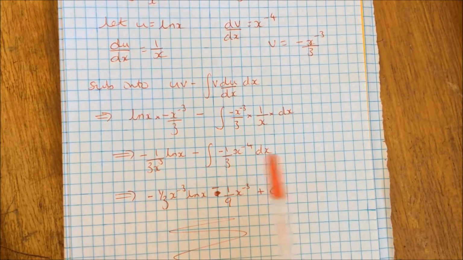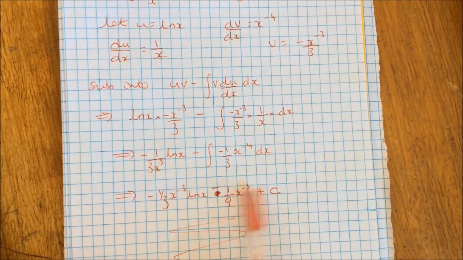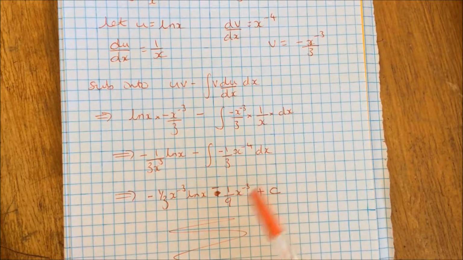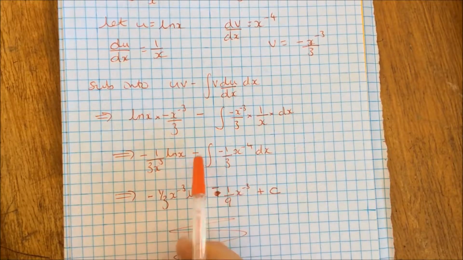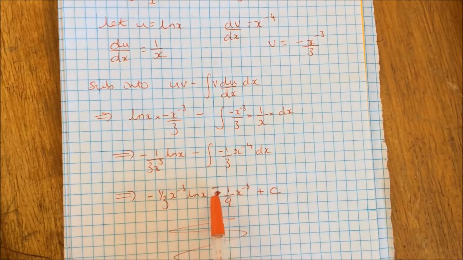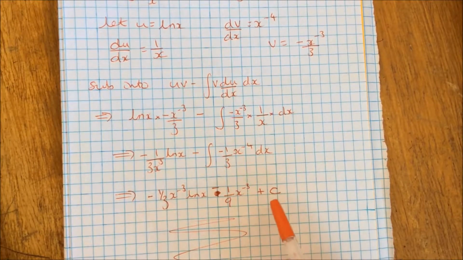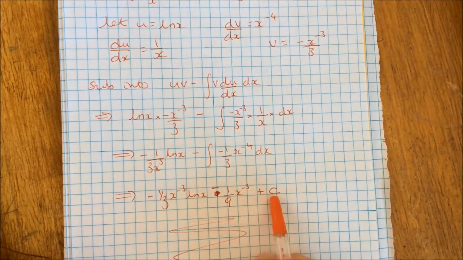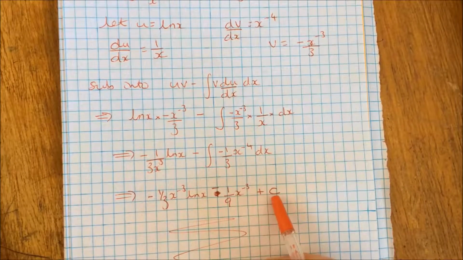And here, raise that power by 1 goes to minus 3, divide by that power gives us actually plus 1/9, but then this minus outside the integral turns it back into a minus. And don't commit the cardinal sin and forget the plus c on the end, please. Thank you very much.